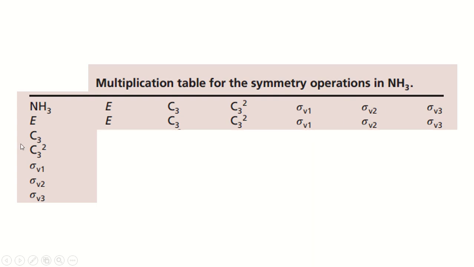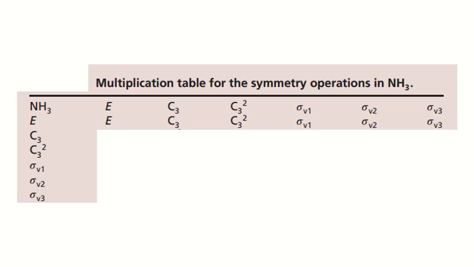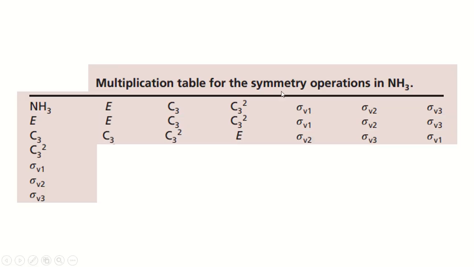So what happens if we apply C3 and sigma V2? You need to think about this. C3 and sigma V2 means, from the B plane of axis, if we apply sigma V2, then the positions of HA and HC will change with each other, and we will get the resultant, which is equal to sigma V3. Here we can see this is equal to sigma V3.